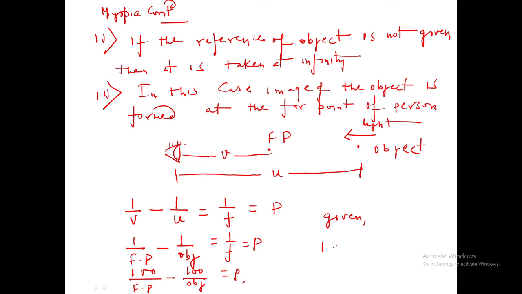Given the sign convention we have already studied, the far point is negative because the traveling direction of light is to the left, so any measured quantity to the right will be taken as negative. Object is negative and power is negative. Second thing is long sightedness, hypermetropia.